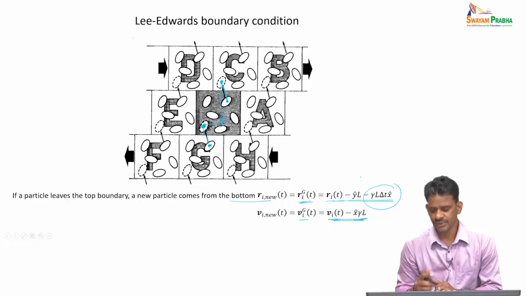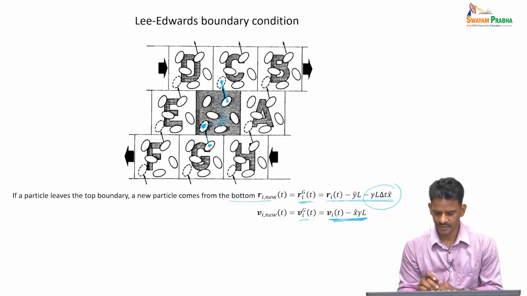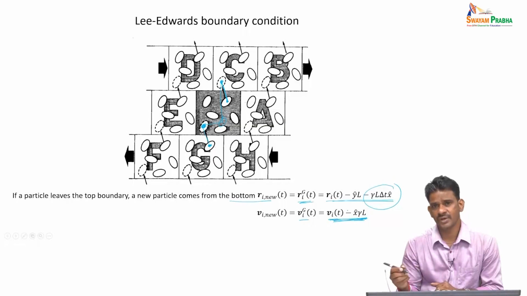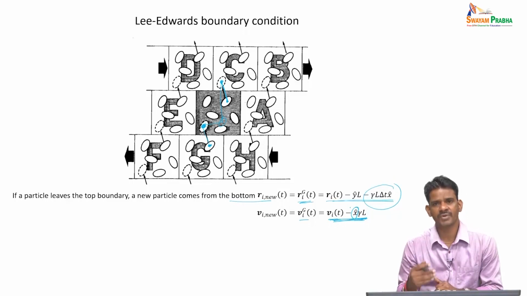Similarly, the velocities also have to be updated by knowing the displacement, or the rate at which these boxes are moving. Okay. So you can see that in this case, since the velocities are changing only in the Vx direction, we only change the x component of the velocity, keeping the y and z components the same.